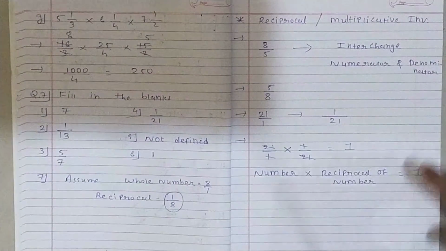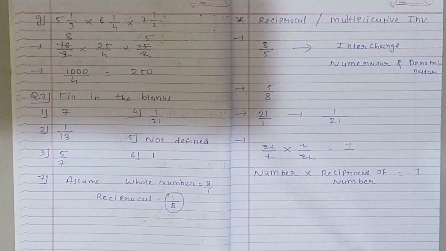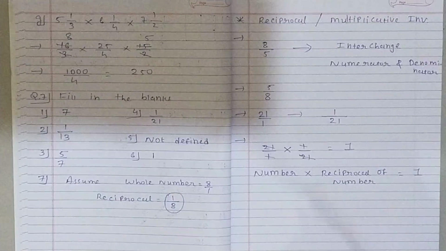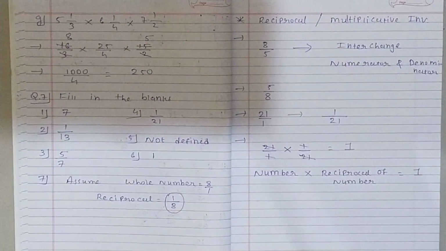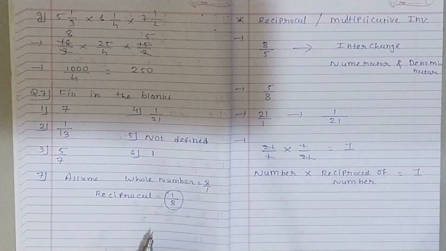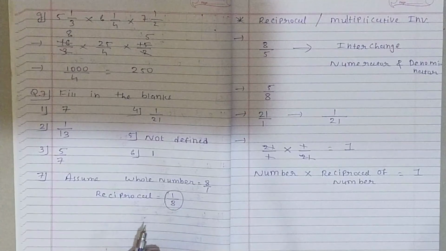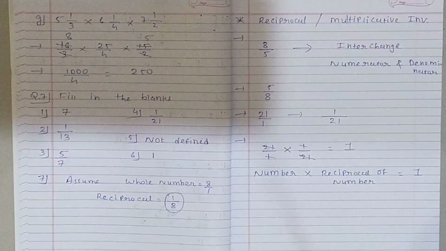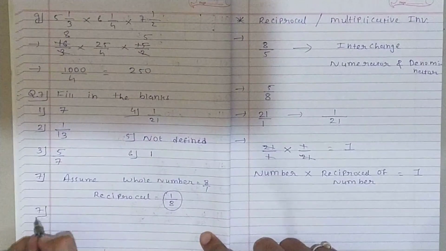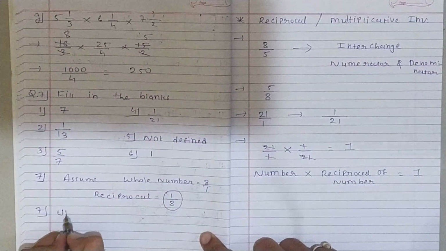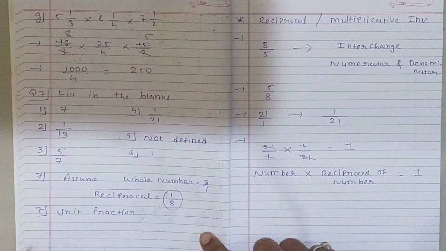In my very first class of fractions, I had explained 3 types of fraction: first is proper and improper, second is like and unlike, and third is unit fraction. If you remember, we called it a unit fraction when the numerator is 1, right? So here the numerator is 1, so we can call this kind of fraction a unit fraction. So the answer for the 7th is unit fraction.